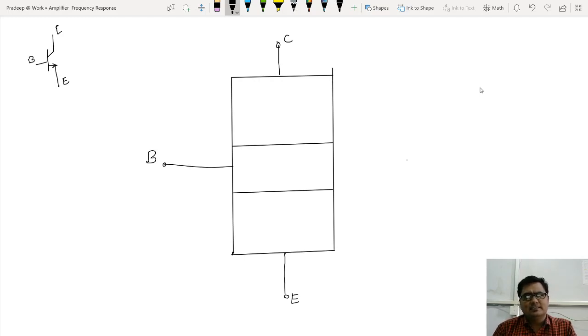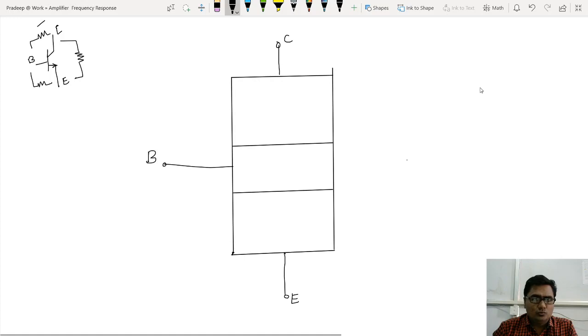Now there is a resistor present between base and emitter. There is a resistor present between base and collector. There is a resistor present between collector and emitter. So three terminals are there, and in between these three terminals, resistances are there. So 1, 2, 3. Three internal resistances are there.